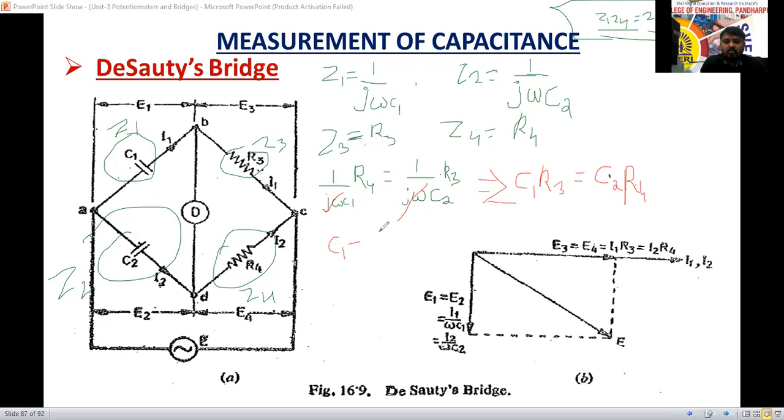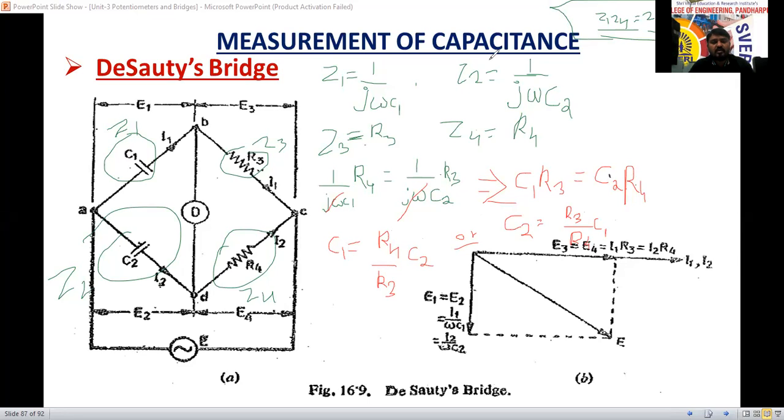Now, C1 equal to R4 by R3 into C2 we can write. And suppose if I have considered C2 as an unknown, then C2 equal to R3 by R4 into C1. You can write like this. This is the simplest form of the equation here. From this one, we can measure the capacitance very easily.